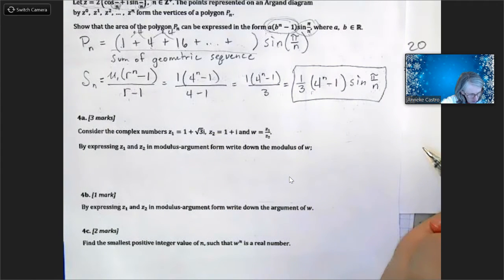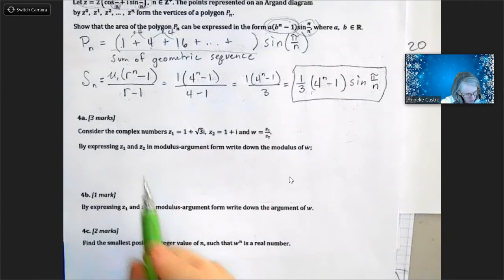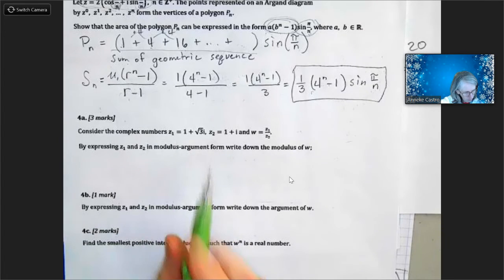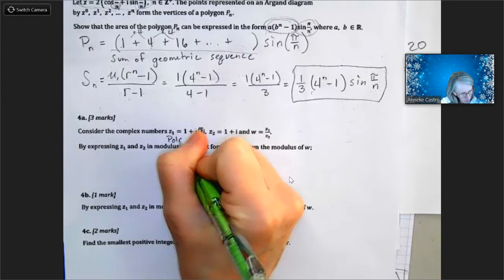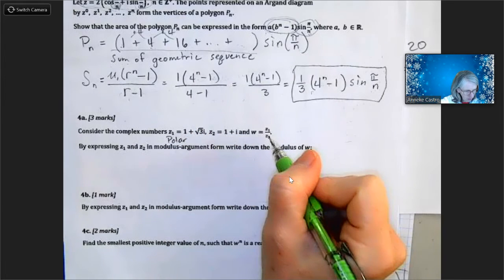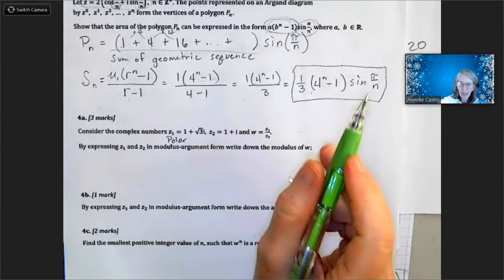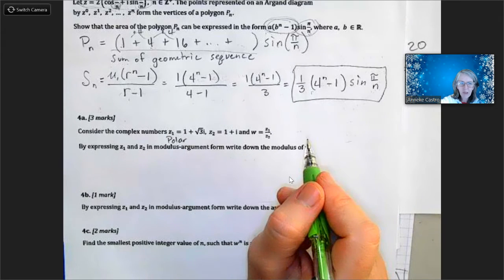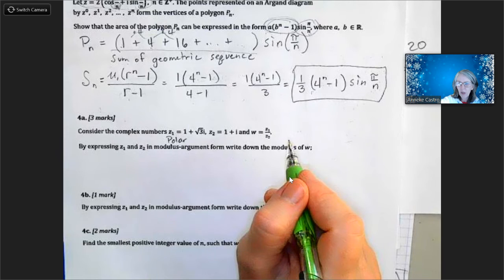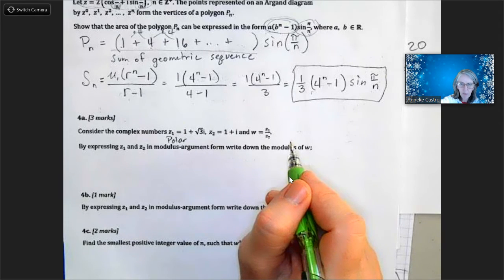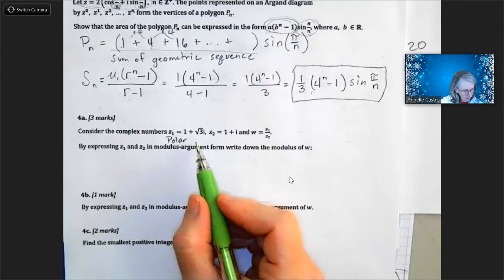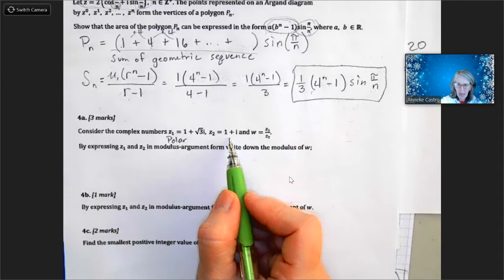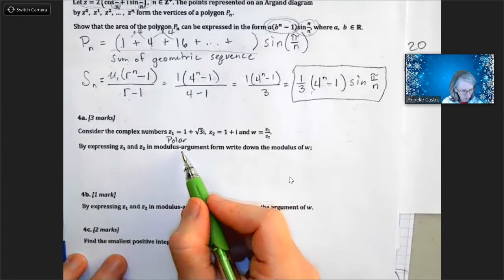So we're going to find the quotient by expressing z1 and z2 in modulus argument form. Okay, that's polar form. So if we change these to polar form, then it's really easy to divide them. In an earlier problem, I actually changed them to exponential form in order to divide them, but polar form is fine. It works just as well, but you definitely don't want to try and divide when they are in rectangular form. It's just a pain. So that's why they're asking us to change them to polar form.